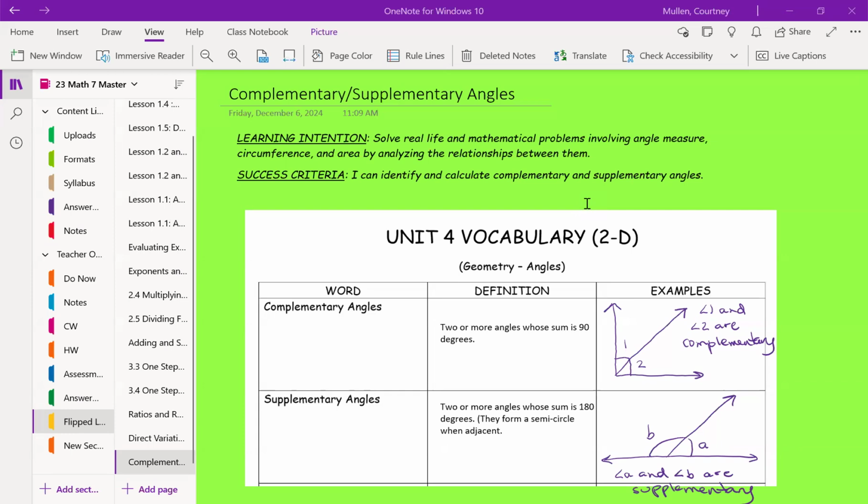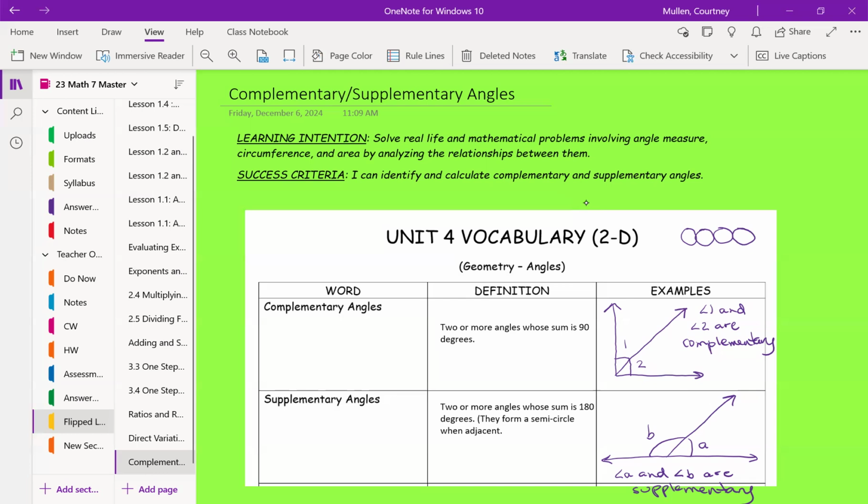So if you haven't already, go ahead and label this as notes 24. And we're going to be talking about complementary and supplementary angles. You're going to want a ruler to draw nice straight examples with your lines.